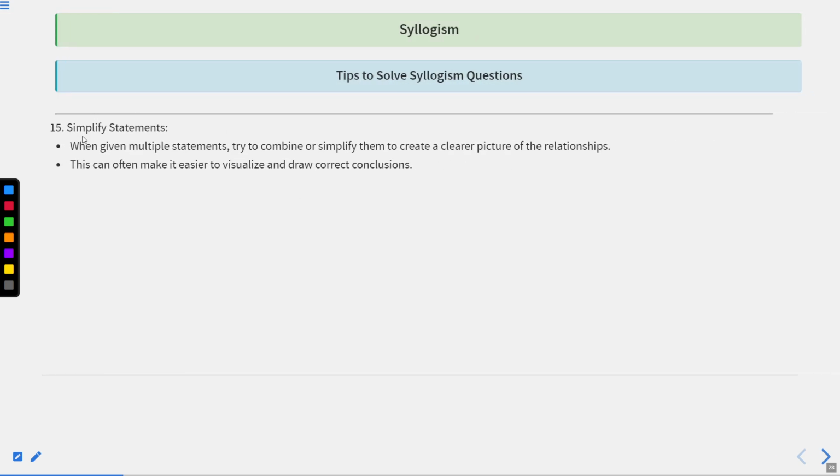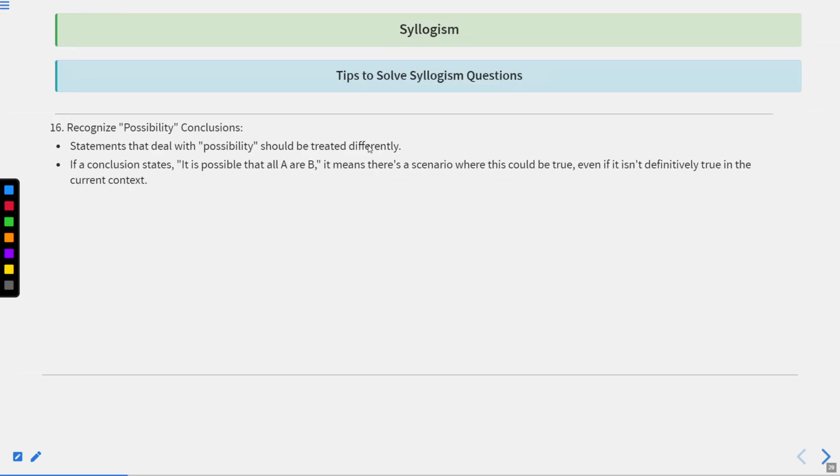And then simplify the statements. As I have told you, if only A or B has been mentioned, you can directly convert it as all B are A. Simplifying the statements will assist you in figuring out the correct way of drawing the Venn diagram. That is how you will assist yourself in creating a clearer picture of the relationship. And once you have a clearer picture of the relationship between the subject and the predicate, solving syllogism will be a cakewalk for all of you students. This can make it easier to visualize and draw the correct conclusion, my dear students.